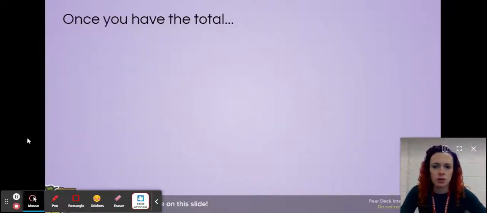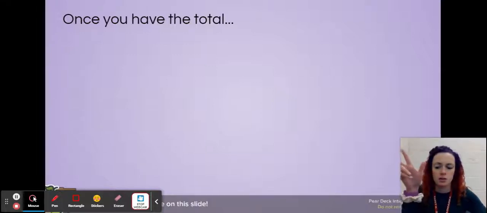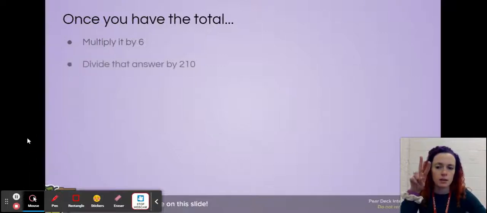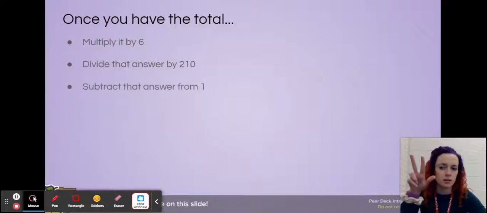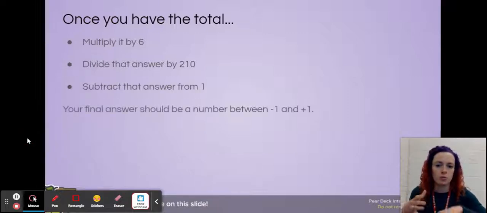Once you have that total, you're going to do 3 different calculations successively with it. First, you're going to multiply it by 6. Then you're going to take that product and divide it by 210. And finally, you're going to subtract that quotient from 1. And what you should get is a number between -1 and +1.